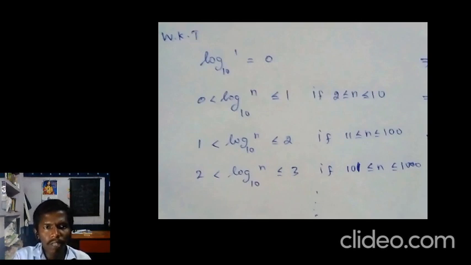Now, if you know this value, from this value, we can find the ceiling function of log n, which is displayed here. Log 1 is 0, therefore the ceiling function of log 1 is 0. From 2 to 10, the value of log n lies between 0 and 1, but the value of log n is not equal to 0. That means it is greater than 0 and less than or equal to 1. Therefore, the ceiling function of log n is equal to 1 if 2 less than or equal to n less than or equal to 10. In the similar way, if 11 less than or equal to n less than or equal to 100, the ceiling function of log n is equal to 2, and so on.